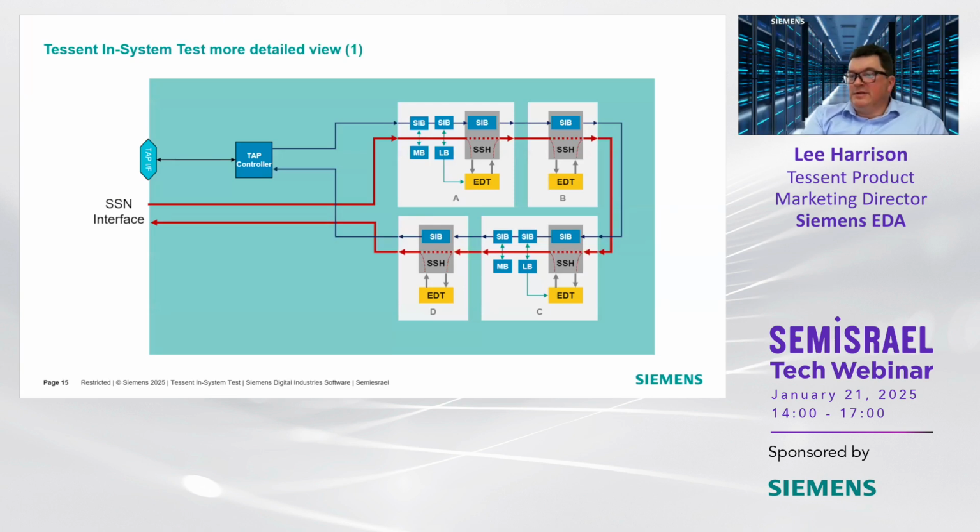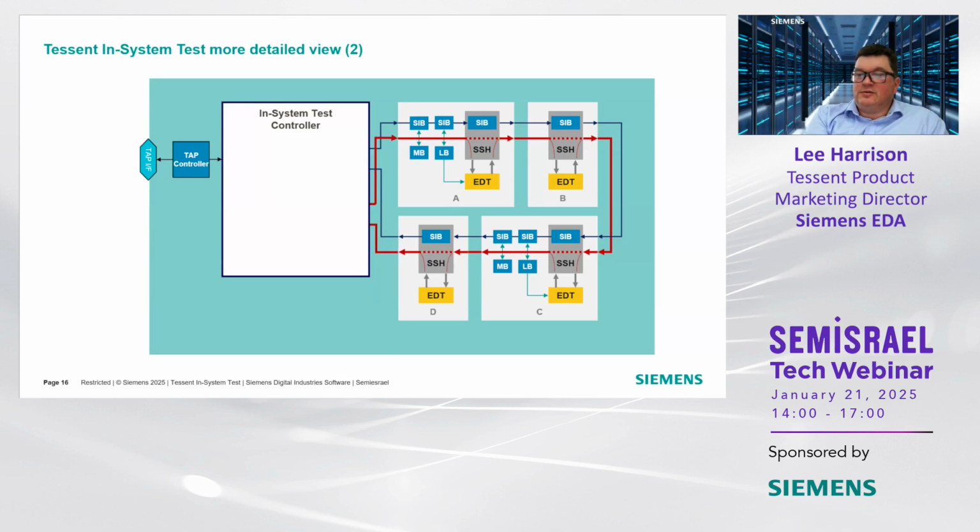So if we jump into the detail, let's take a straightforward scan architecture. This is SSN, so you have 4 blocks in your design with an SSN infrastructure. Tap controller is there to basically apply the configuration for your scan infrastructure. We insert the in-system test controller. So that's inserted between the tap controller and the IJTAG and SSN network. Within the in-system test controller, we now have the interface to SSN. So we're able to drive SSN directly from the in-system test controller.